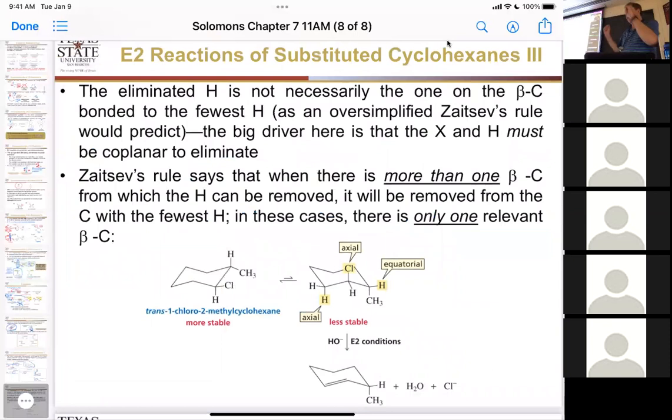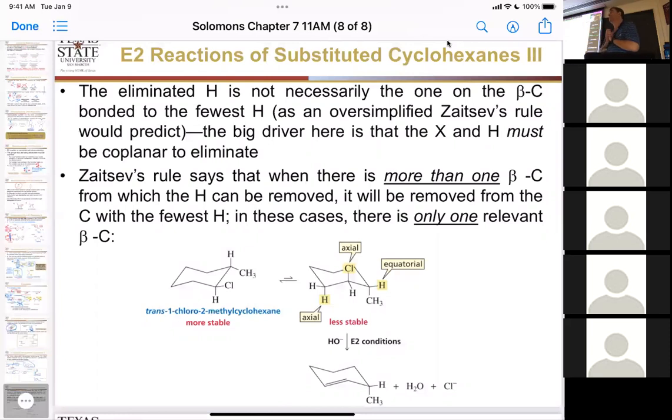Okay, so this is my last slide for today. But what you need to look for is to go through your chair 1, chair 2, and try to figure out which is more stable. And then you have to get it so your chlorine and a hydrogen are in axial positions to do the elimination. And that determines the isomer you get. And that determines where the double bond is.